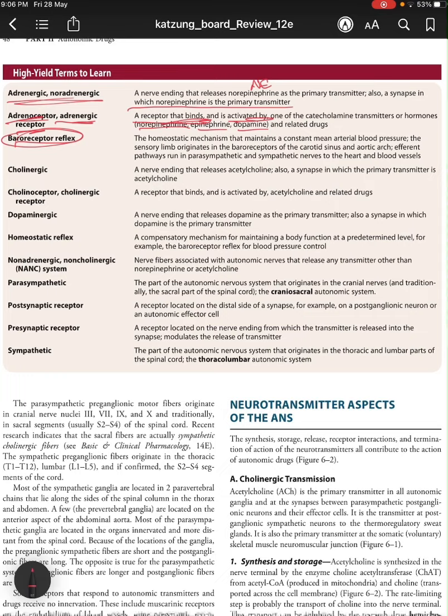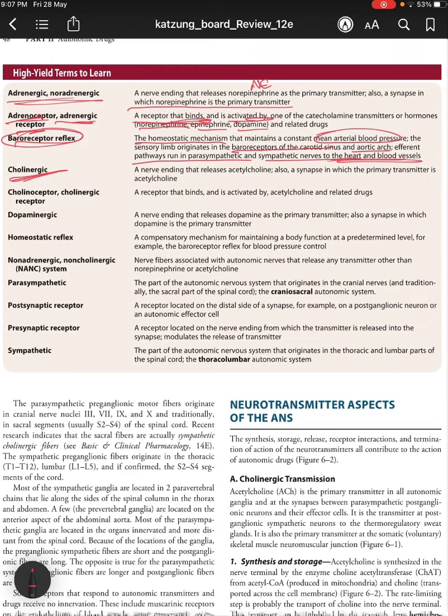Next, what is a baroreceptor reflex? We talked about this in physiology, and this is the basic homeostatic mechanism that maintains a constant MAP, that is mean arterial blood pressure. The sensory limb originates in the baroreceptors of the carotid sinus and the aortic arch, and efferent pathways run in parasympathetic and sympathetic nerves to the heart and blood vessels. What are the parasympathetic nerves? So the afferents are glossopharyngeal and vagus, and the efferents are vagus nerves.